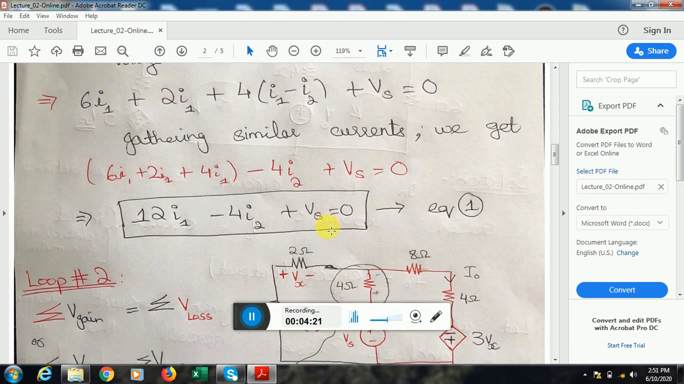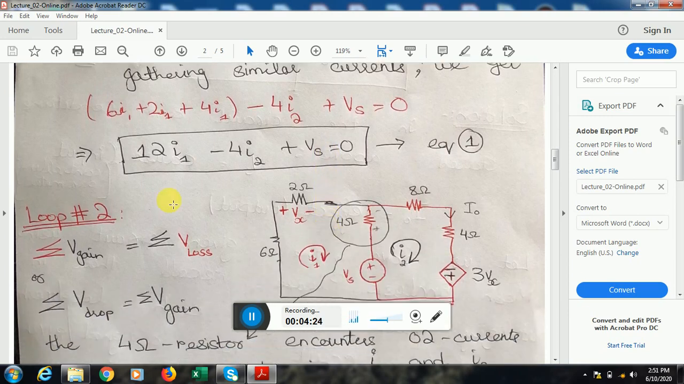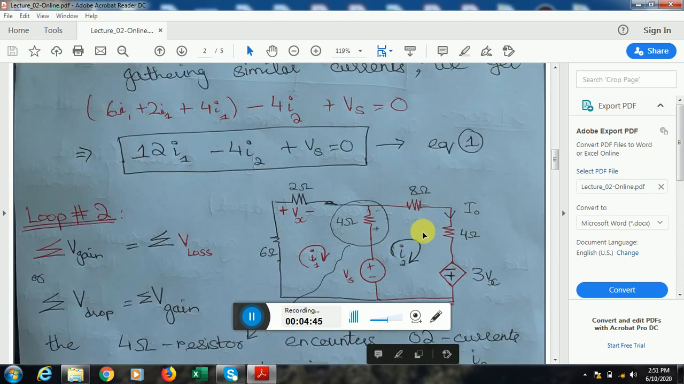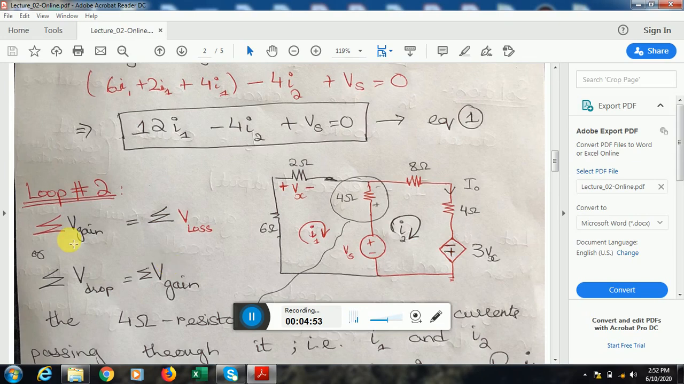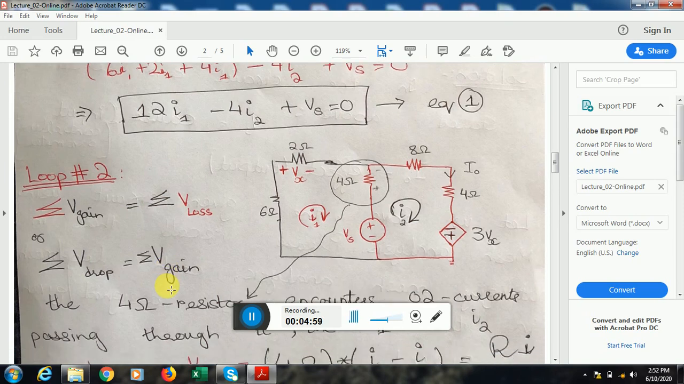Now, as by mesh analysis, I'll move on to loop number 2, which is this loop. I have 5 elements in this loop: a dependent source, 3 resistors, and then an independent source. This resistor has 1 current flowing through it, that is I2. This resistor has the same current going through it. However, the same 4 ohm resistor has 2 currents going through it, I2 minus I1. Now I'll go in the clockwise direction, and the voltage V4 ohm is equal to 4 times I2 minus I1, and we'll apply the same Kirchhoff voltage law, that is, the sum of voltage drops is equal to the sum of voltage gains across a circuit.